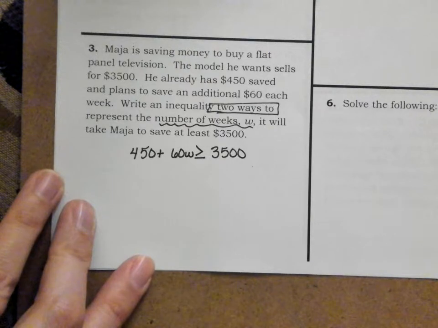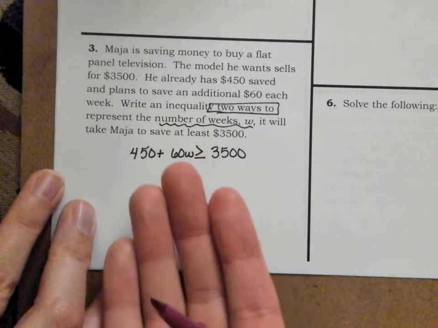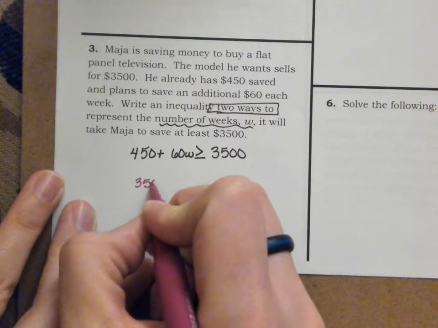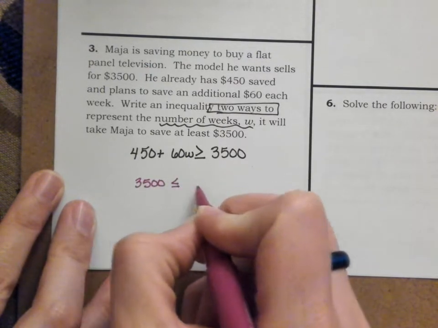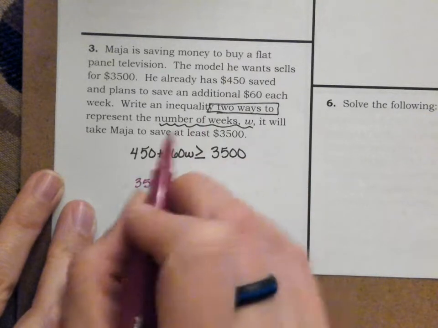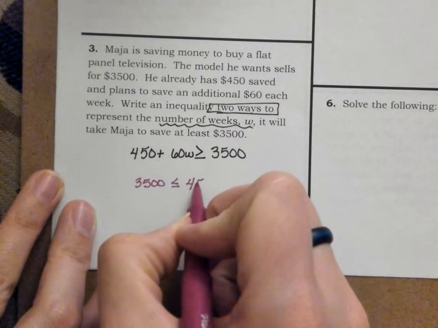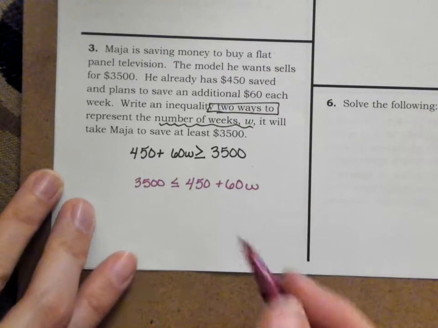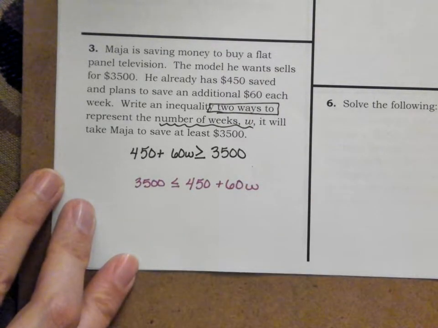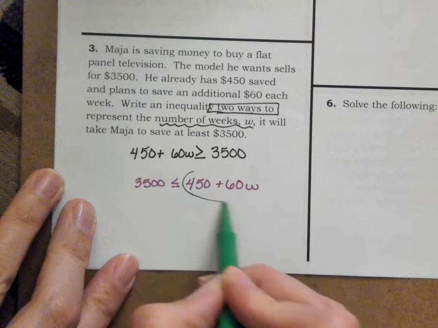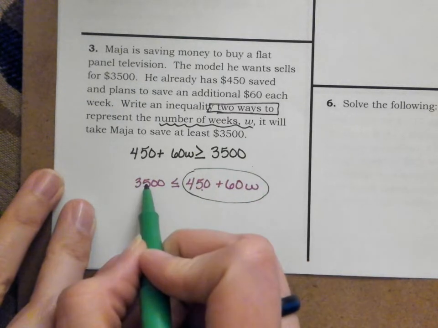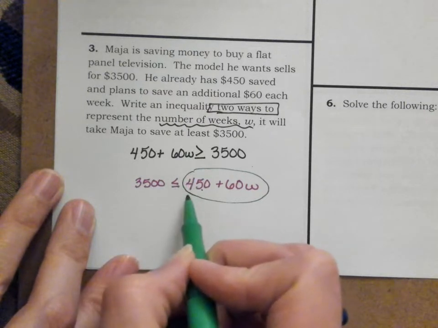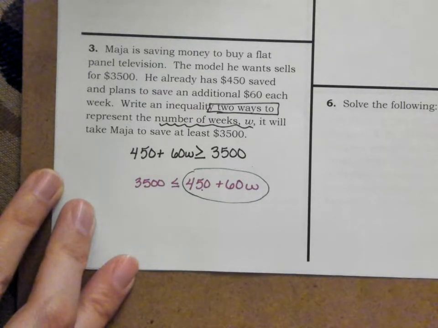And then it says to write it 2 ways, which means we're literally going to pick this up off the paper and flip it over. So 3,500 is less than or equal to, and you can flip this around or you can write it the same way. The point though is that all of this stuff has to be bigger than the other side. So this is bigger than 3,500, or 3,500 is smaller than all of that. So that's what you need to keep in mind.